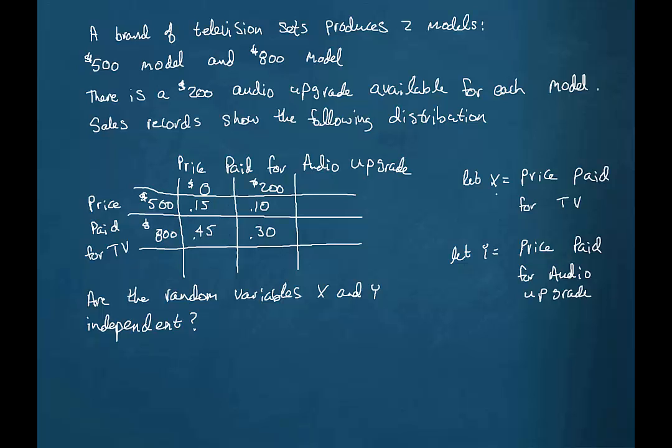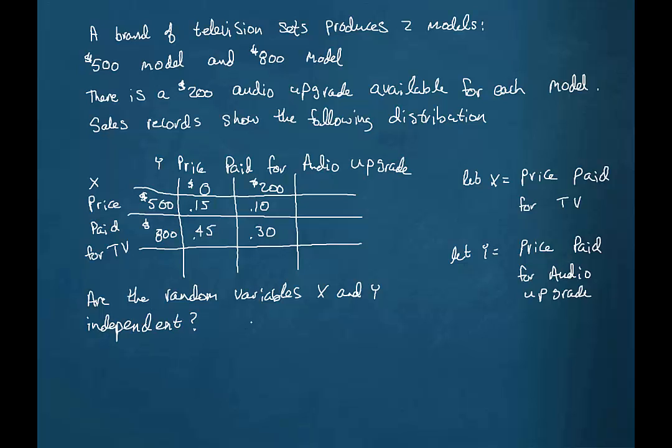Let's let the random variable x be the price paid for the TV, and let's let y be the price paid for the audio upgrade. So we have x here along the rows, and we have y along the columns. So the question that we want to answer now is, are the random variables x and y independent?